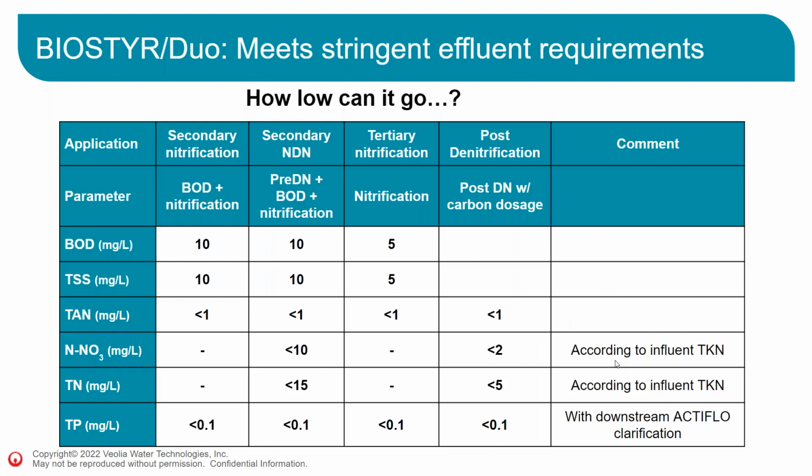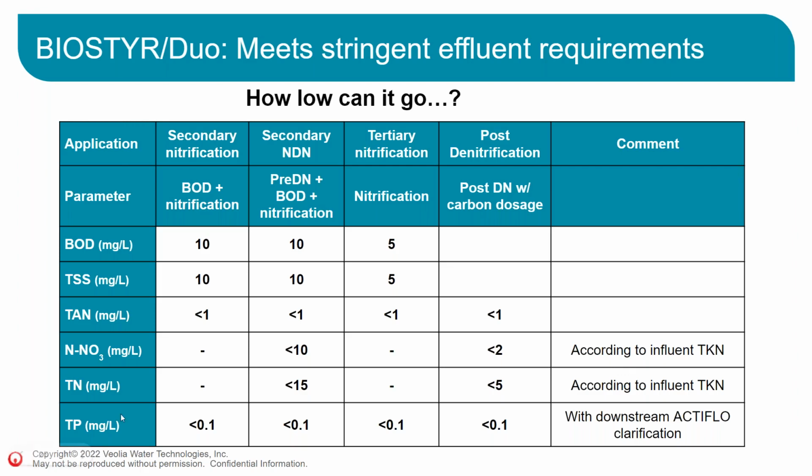Now you may wonder what's the possibility for the treatment of a Biostyr. How low can it go? One thing to keep in mind is that the design of each Biostyr is according to the requirement for the discharge. So if you need 5 milligrams per liter as total ammonia, it won't be designed for below 1. It's going to be designed for 5, but this is just to give a general idea of the possibilities, how low you can get with one single Biostyr cell.